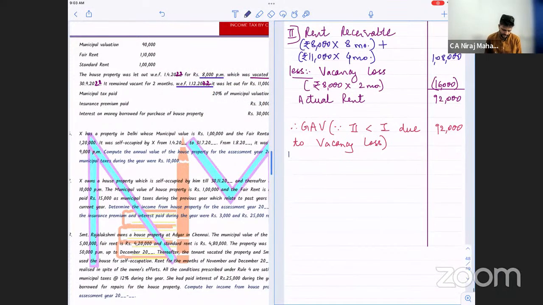Less what? Municipal taxes paid. Very good. Is the figure given to you? No, the figure is not directly given. So 20% of 90,000, that is 18,000. Yes, all of you?